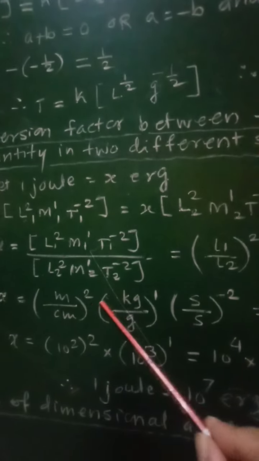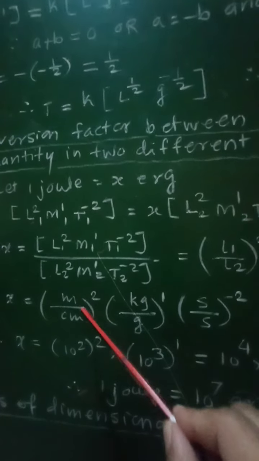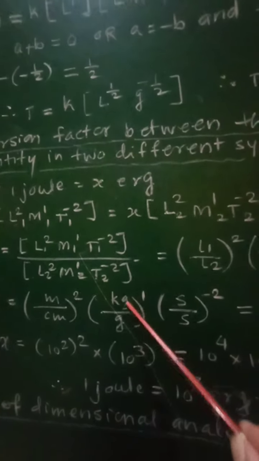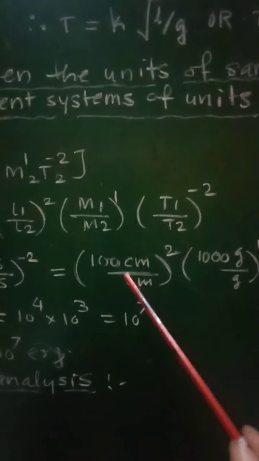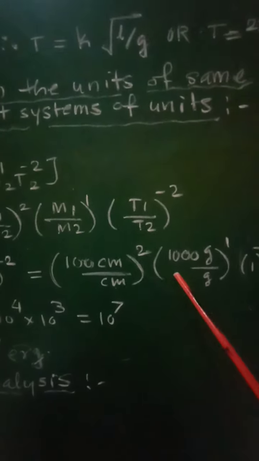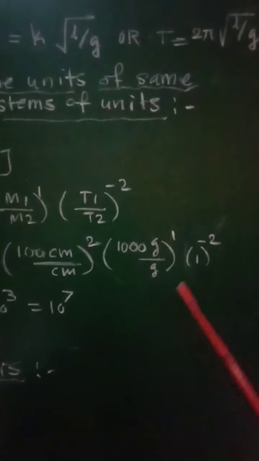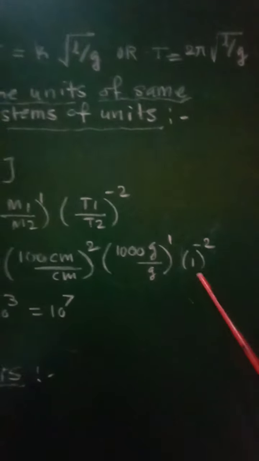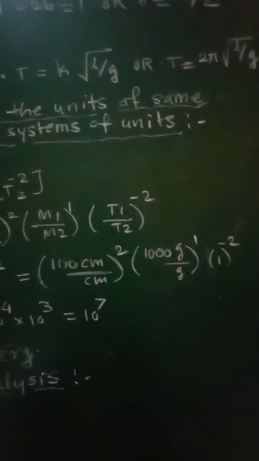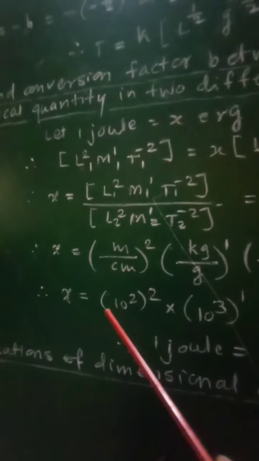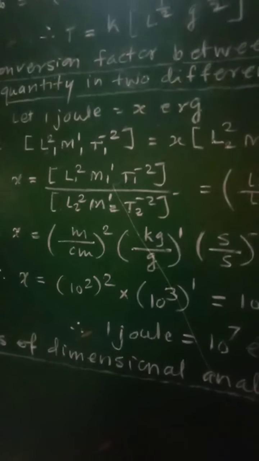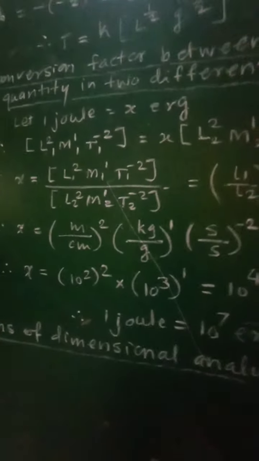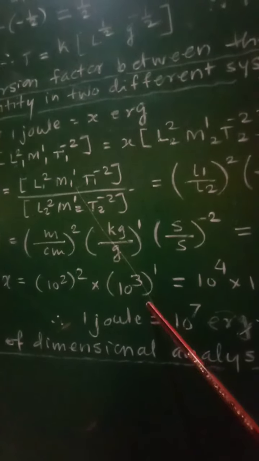Now we know that 1 meter equal to 100 centimeter and 1 kilogram equal to 1000 gram, and therefore we can write (100 centimeter/centimeter)^2 into (1000 gram/gram)^1 into 1 raised to minus 2. Now this will be neglected, 1 raised to minus 2, and therefore this will be further written as x equal to 10 raised to 2, that is 100 will be written as 10 raised to 2, and 1000 will be written as 10 raised to 3.